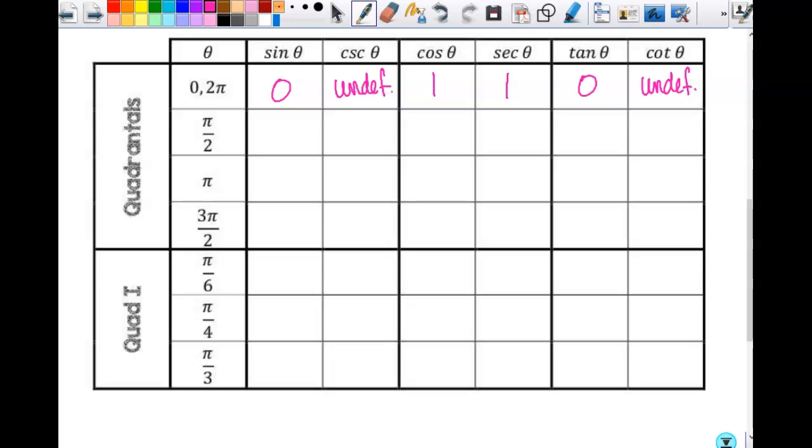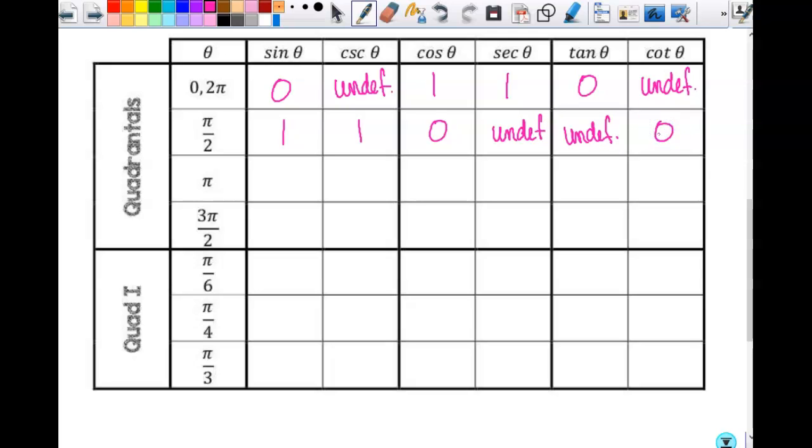What is the sine of pi halves? 1. That means the cosecant is what? 1. Cosine is what? 0. That means the secant is undefined. What is the tangent? Undefined. So what is the cotangent? 0. So let's just be real clear here.